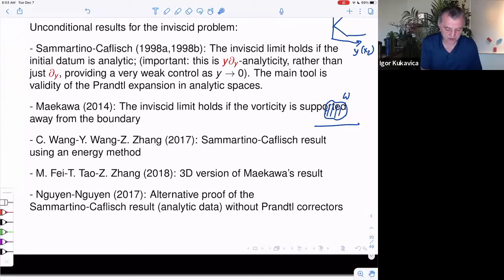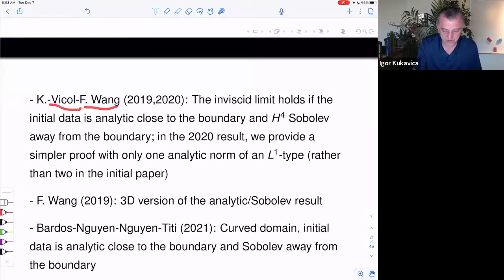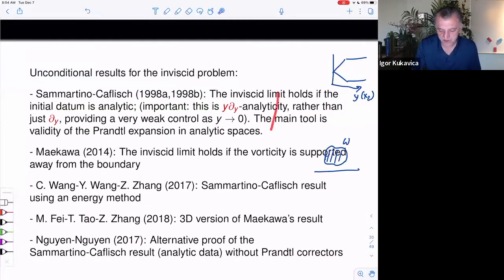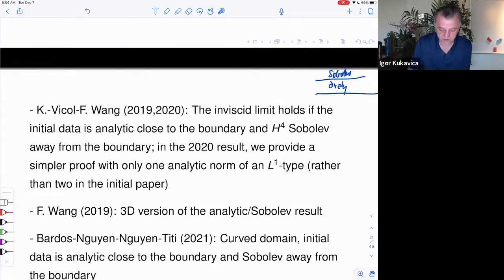Then in the breakthrough paper, Gérard-Varet and Masmoudi provided an alternative proof of the Sammartino-Caflisch result, but without Prandtl correctors, by carefully designed norms. And with Vlad Vicol and Fei Wang, afterwards, we proved that the Inviscid limit holds if the initial data is analytic close to the boundary and Sobolev away. So we only require analyticity here and Sobolev away, which then contains both of these results, because this one is analytic everywhere, and this one implies that the solution is analytic close to the boundary, but it's not the other way around. So this contains both the two results.